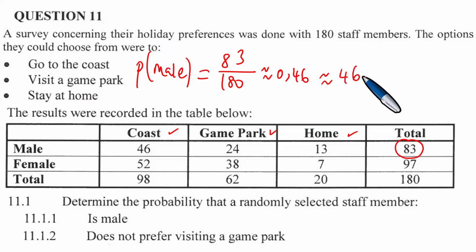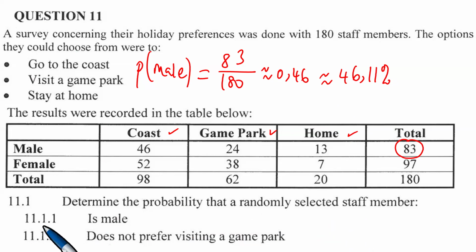Or you can say 46.11%. So this would be the probability of being male. Next question. Determine the probability that a randomly selected staff member does not prefer visiting a game park.